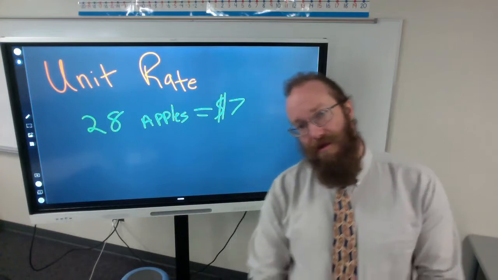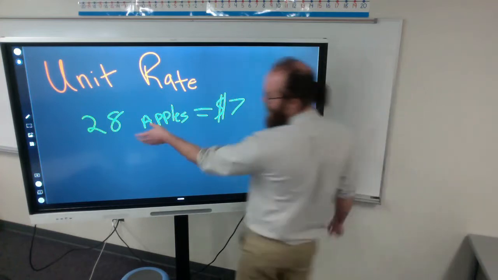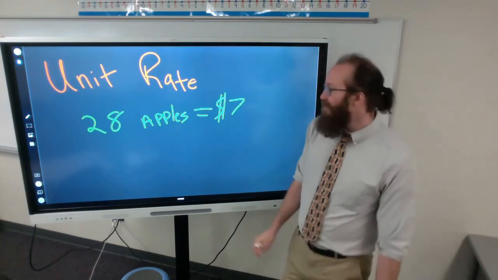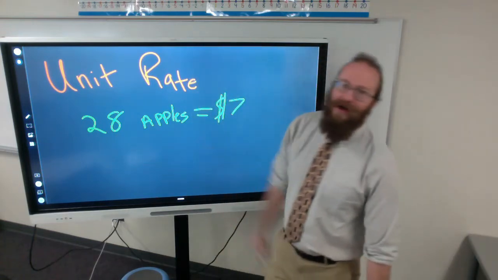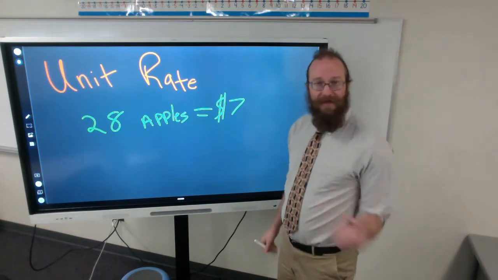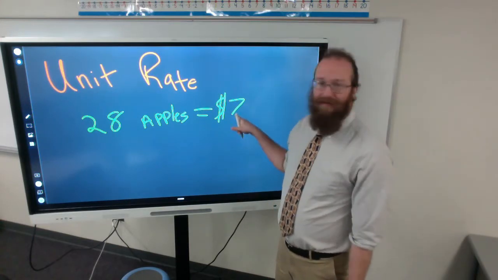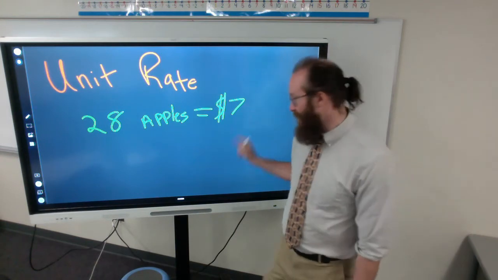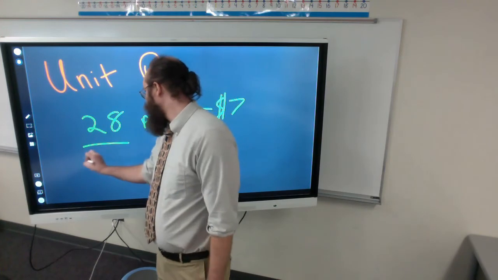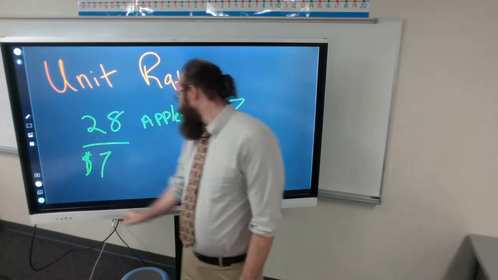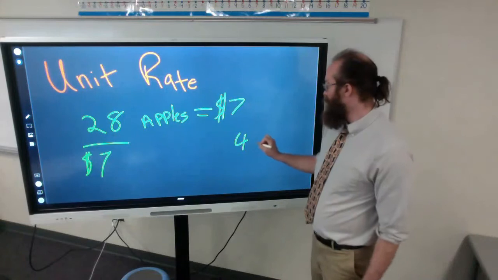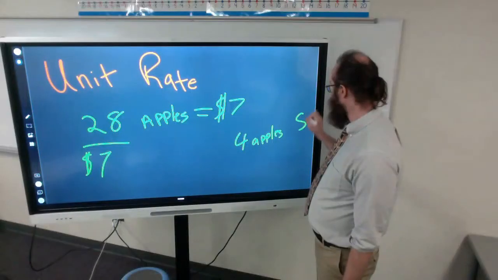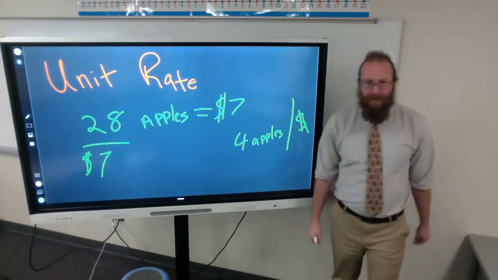You could either find how many apples are in $1, or you could go the other direction and find how much does one apple cost, right? So either way we're gonna do a division. If we wanna find how many per dollar, we're going to divide by the 7. So we divide by $7 and we get 4 apples per dollar. Right? 4 apples per dollar if we go that way.